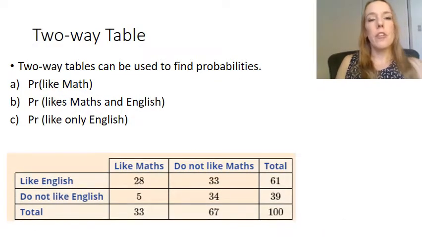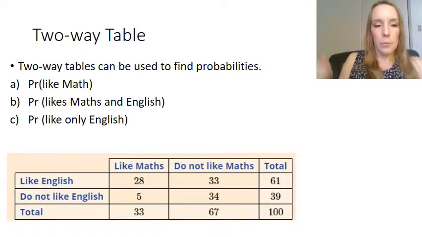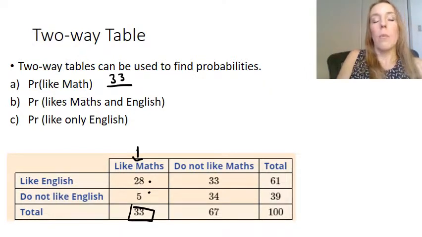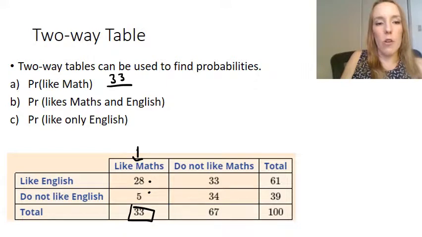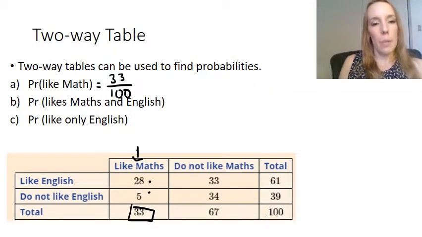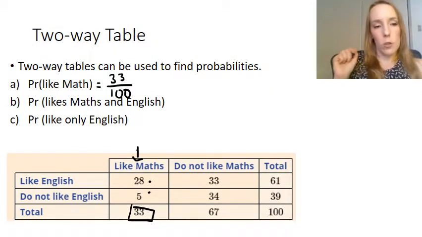Okay, so we can use these two-way tables to find out our probabilities. So for instance, what's the probability that a student likes maths? Okay, so this is our like maths column. So 28 like maths and like English, and 5 like maths and do not like English. So that's a total of 33. So 33 students like maths. So 33, which is our number of desired outcomes, over our total, which is 100. So 33 out of 100 students like maths. Can we simplify that any further? Nope, that's all we can do.